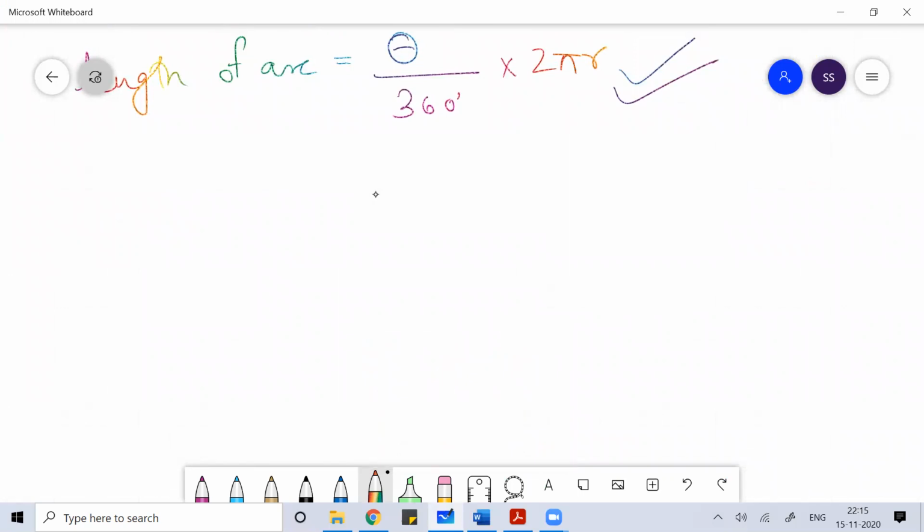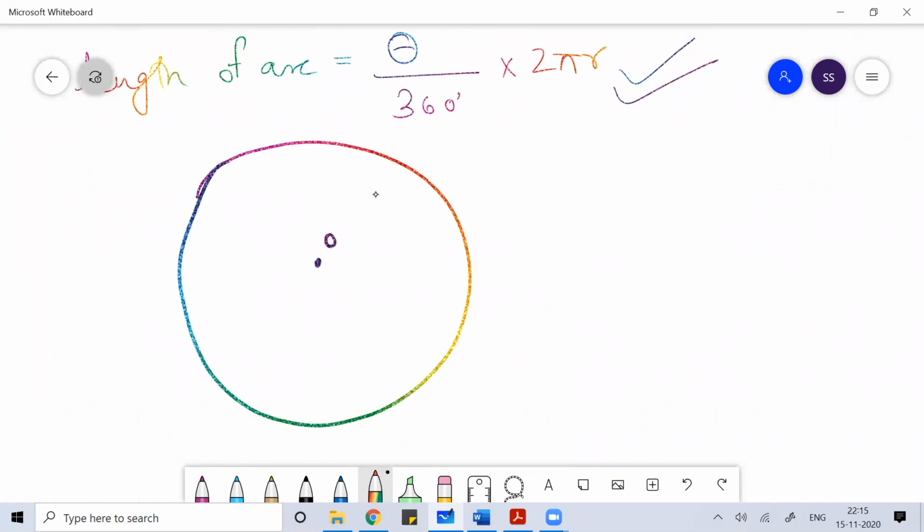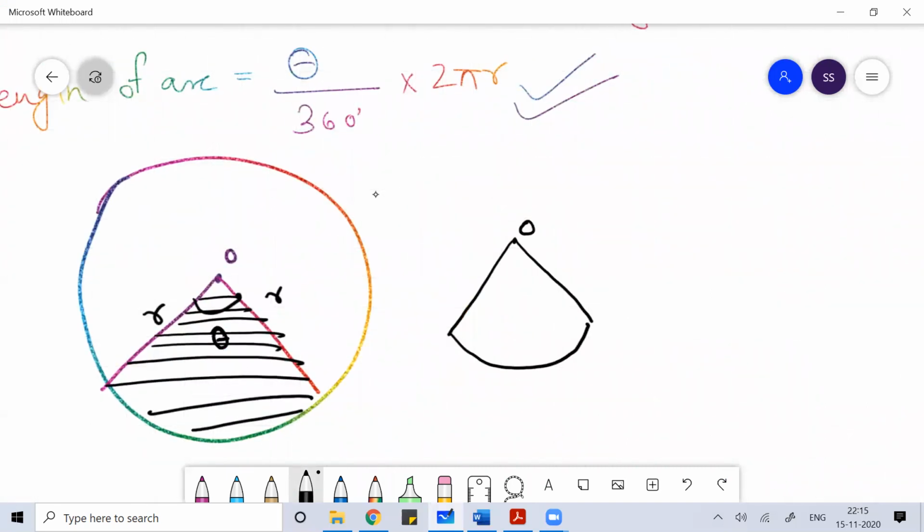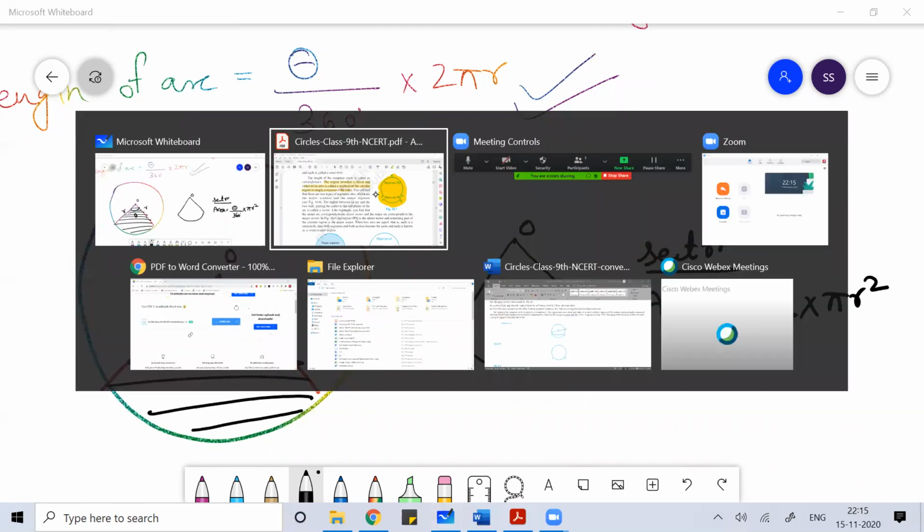Similarly, whenever you have a circle, now if I'm talking about this area, the area which is like a pizza, some part of the area from the circle, that is what is called a sector. And whenever we talk about a sector, we find its area. So what is the area of the sector? That is theta by 360 degrees into pi r squared. So this is what we call a sector.